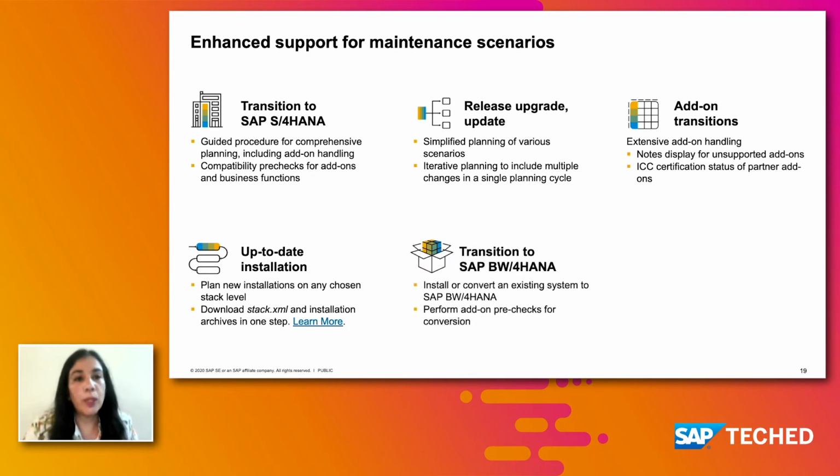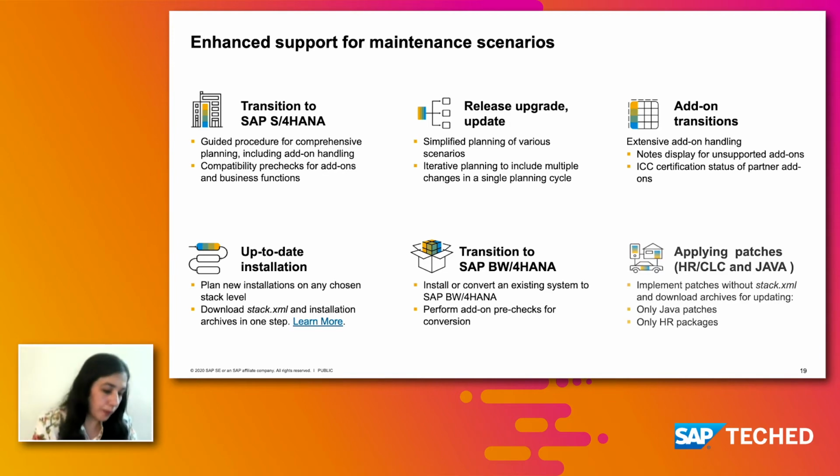We are supporting latest products, so you can plan installation of BW for HANA system or even plan a conversion. You can perform add-on pre-checks for conversion as well. Lastly, we also support easy planning of smaller changes. So without using the stack XML, it's possible to plan only for Java patches or HR packages.